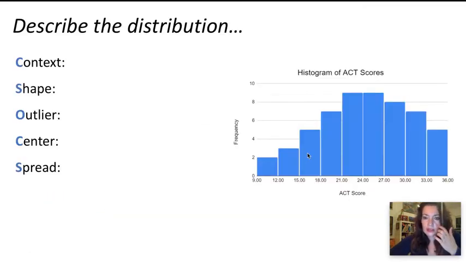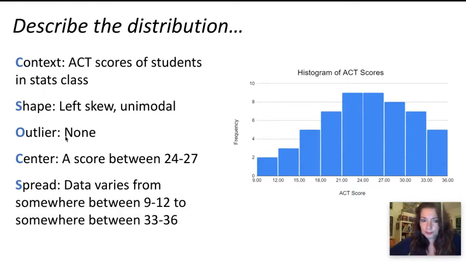All right, so if you have to describe the distribution here, what you can do is pause the video and see if you can describe this on your own. So the context, the shape, the outlier, center, and spread. So pause the video and try it. All right, so if we're looking at the context, we're talking about ACT scores.